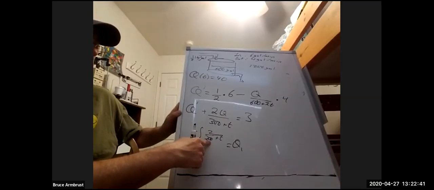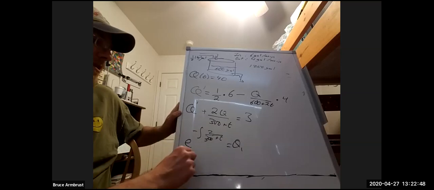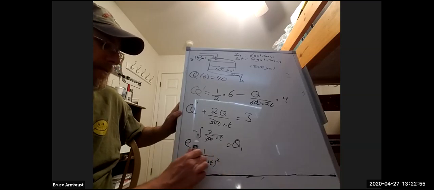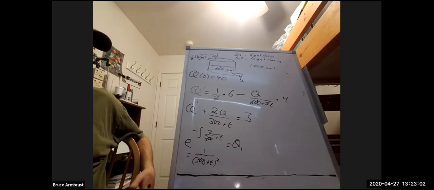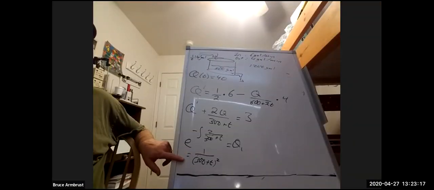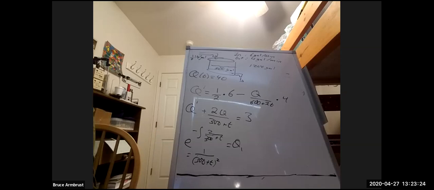300 plus T, all squared. So it's going to be the natural log of 300 plus t times 2. The 2 is going to come in, but it's actually a negative 2. So it's going to be 1 over 300 plus t squared. So that's our Q1. And so then we get Q by doing what? Solving the homogeneous. This is a solution to the homogeneous, what we just found here. So what's the step after that?